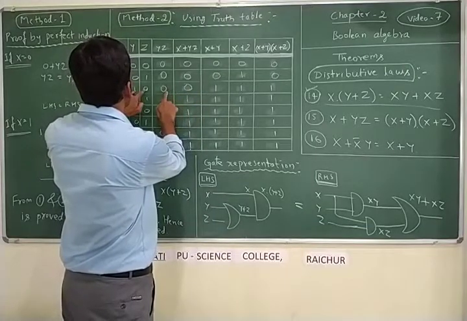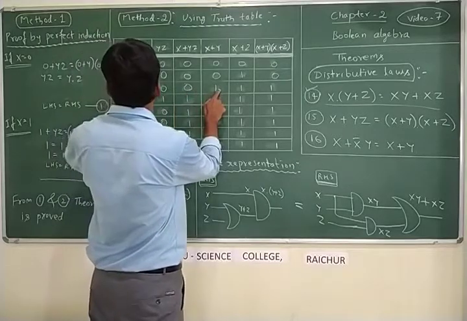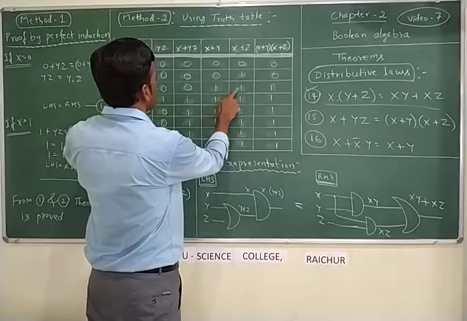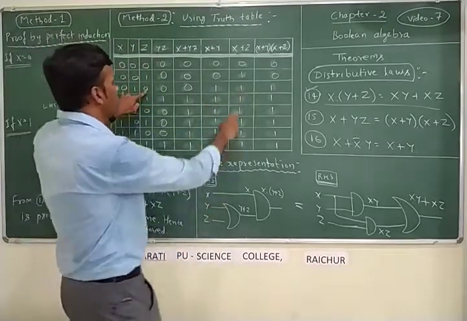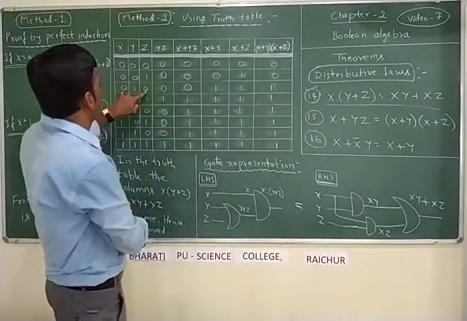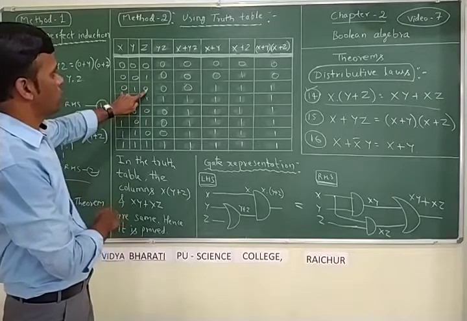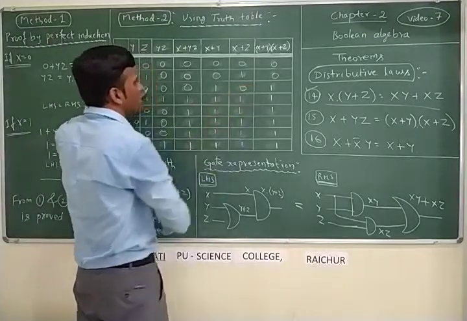Yz is 0, so x is 0, okay, that is 0. X plus y. Here I have to get this one as 0. So see here x plus z is there. So x plus z, in this case both are 0, so I have to write 0 here.